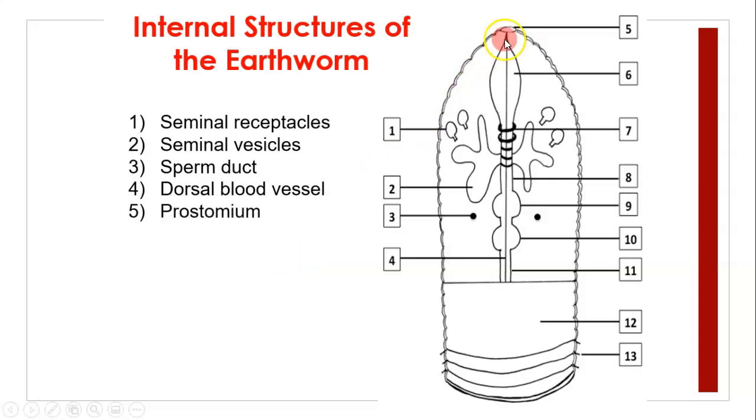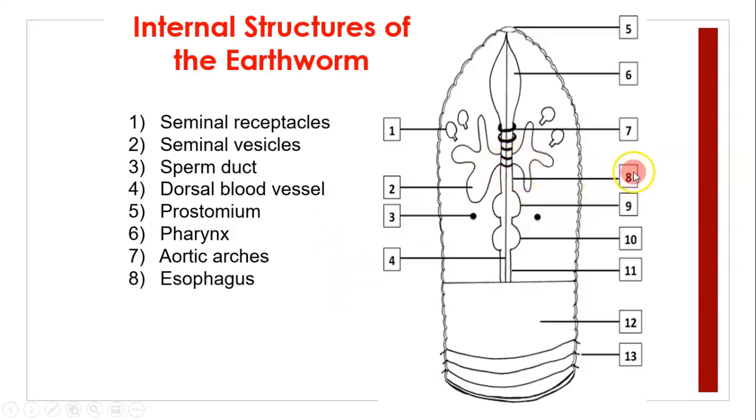Number 5 is that first body segment right there, the prostomium. Number 6 is the pharynx, and we talked about the pharynx with flatworms. Number 7 is essentially their heart. They don't have a true heart like you and I do, but they have something called aortic arches, and they have 5 of those. So you'll see 5 right here. 1, 2, 3, 4, 5. The esophagus is number 8, okay, connecting the mouth to the digestive system.